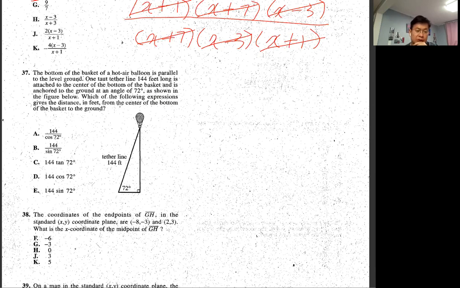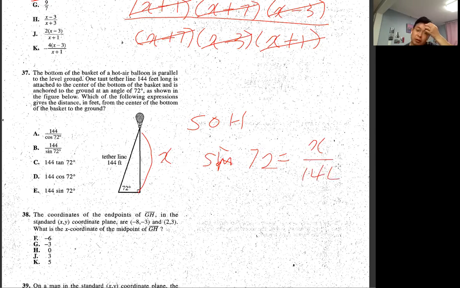From the center of the bottom of the basket to the ground. So this is the x. So from here, opposite and hypotenuse. So okay, opposite and hypotenuse, sine. Sine 72 equals opposite x over 144. So 144 sine.